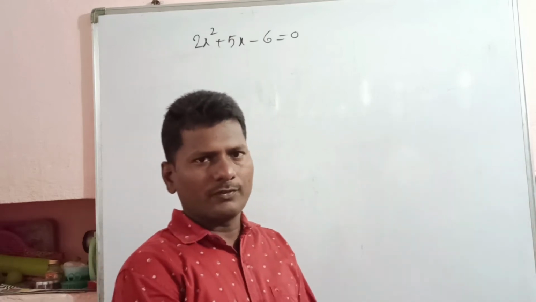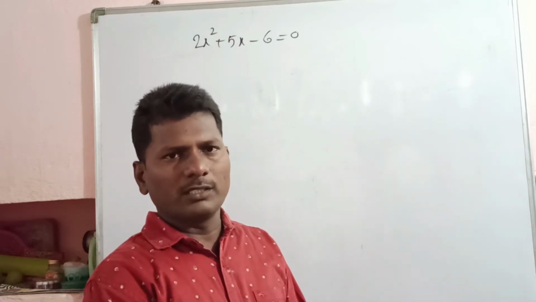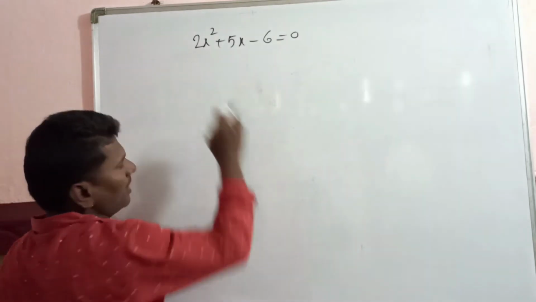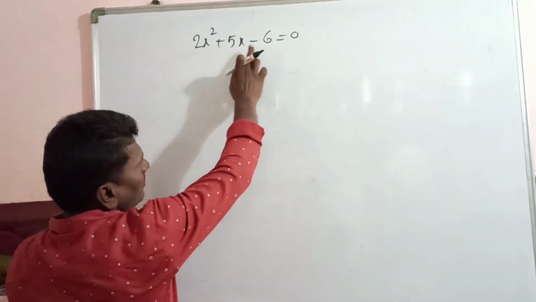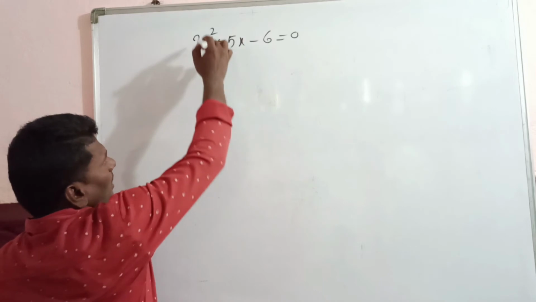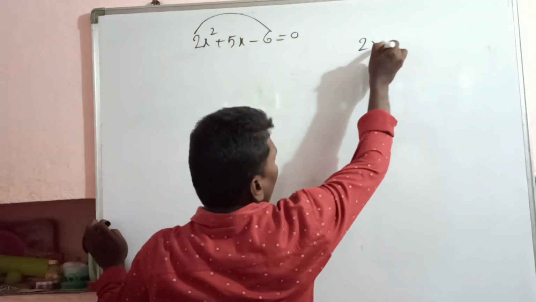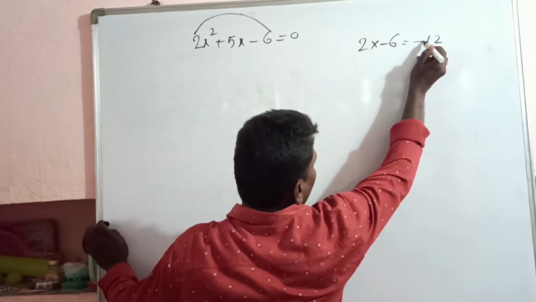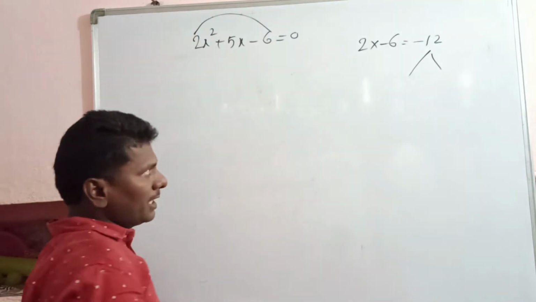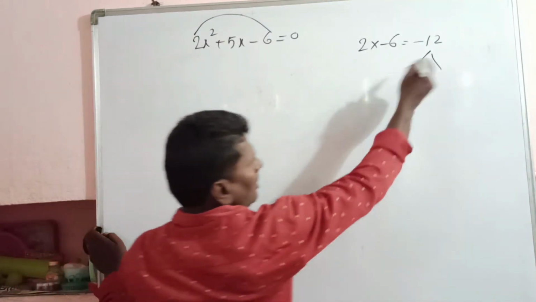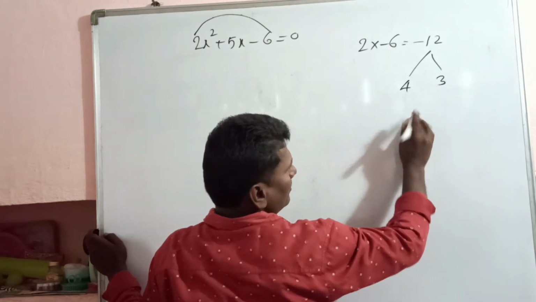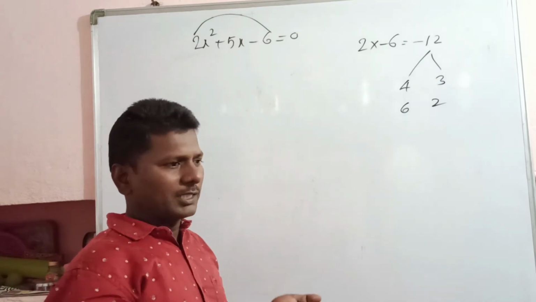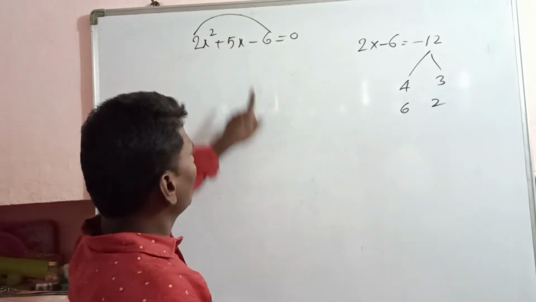Now let us solve one quadratic equation by using factorization method. Given equation is 2x square plus 5x minus 6 is equal to 0. I am taking these two numbers, 2 into minus 6, that is minus 12. I am splitting into two factors. 4 3s are 12, I can write. 6 2s are 12 also we can write. By adding or by subtraction, we have to get the coefficient of x.